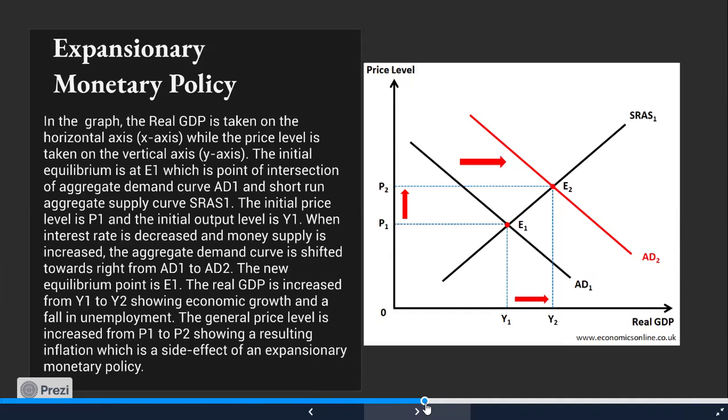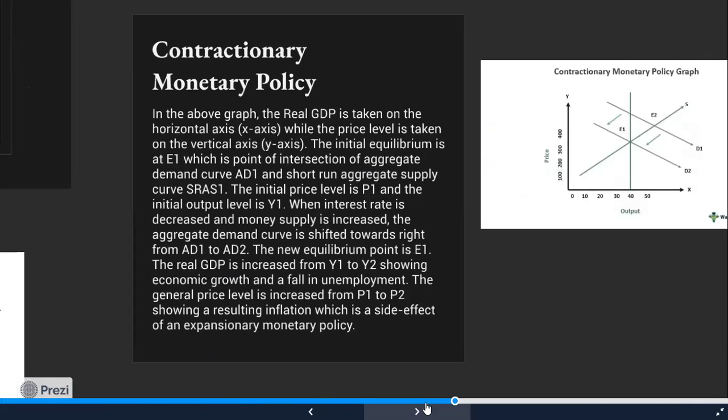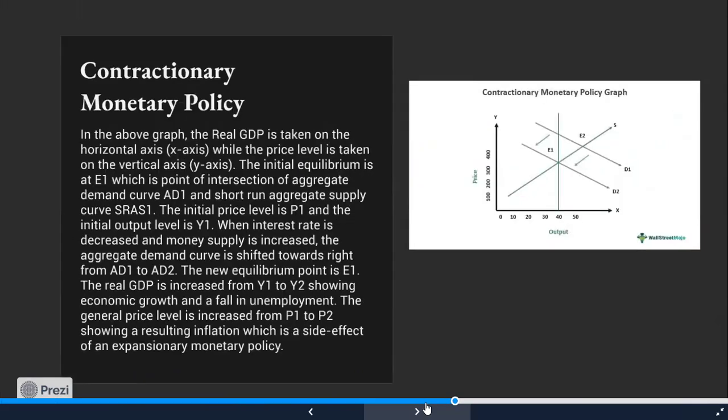As we can see in the graph, when the interest rate is decreased and the money supply is increased, the aggregate demand curve is shifted towards the right from AD1 to AD2. The new equilibrium point is E1. The real GDP is increased from Y1 to Y2, which shows economic growth and a fall in unemployment. And the price level is increased from P1 to P2, which results in inflation, which is a side effect of an expansionary monetary policy.